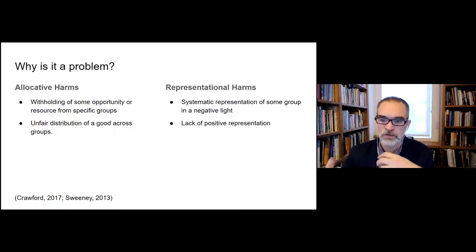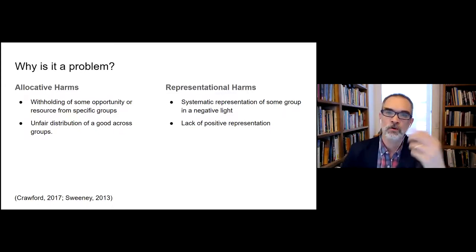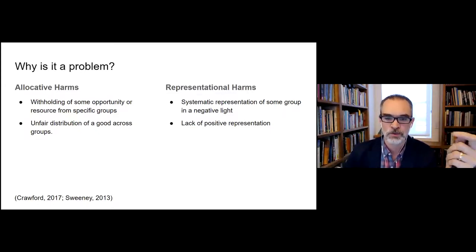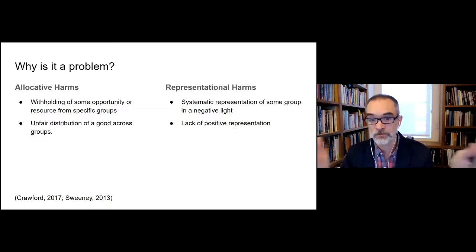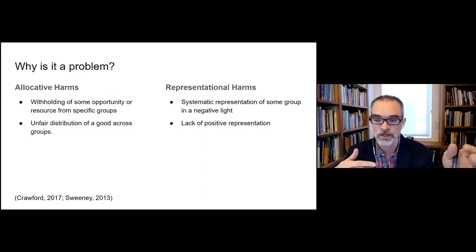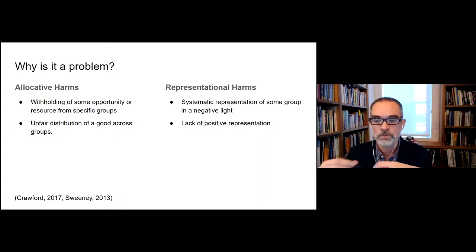Research outside of education has explored two broad types of related harms. Allocative harms, which result from the withholding of some opportunity or resource from particular groups, or even the unfair distribution of a benefit across groups. More recent work has identified and turned to a discussion of representational harms, which manifest as the systematic representation of some group in a negative light, or simply a lack of positive representation.